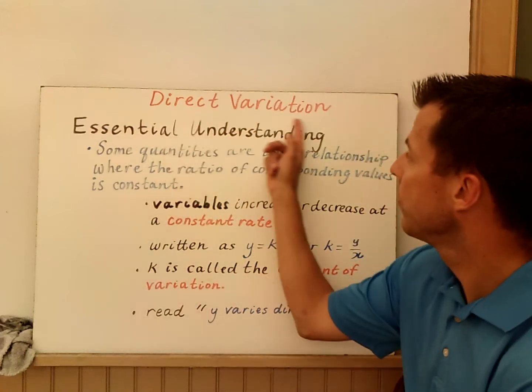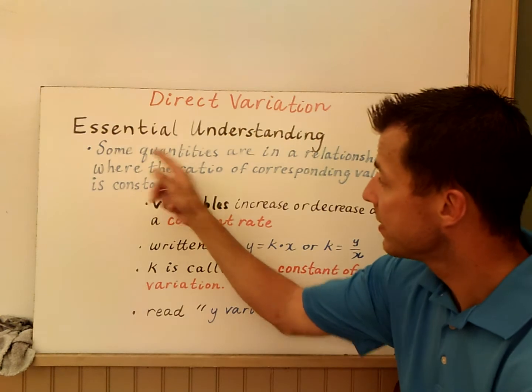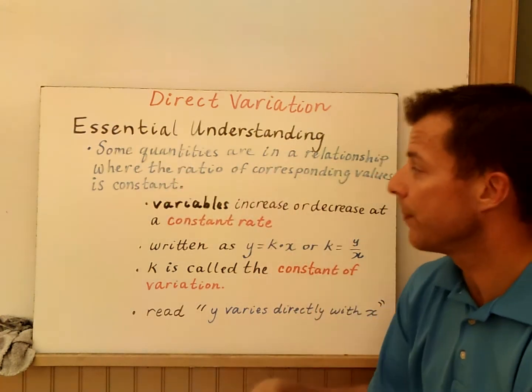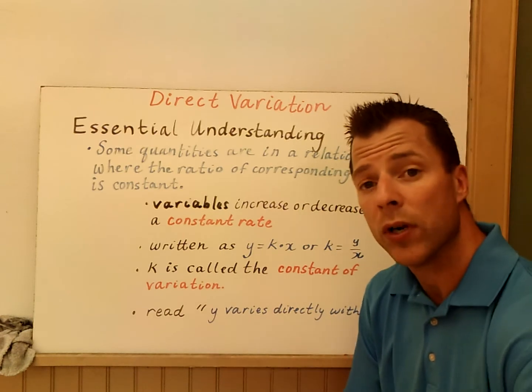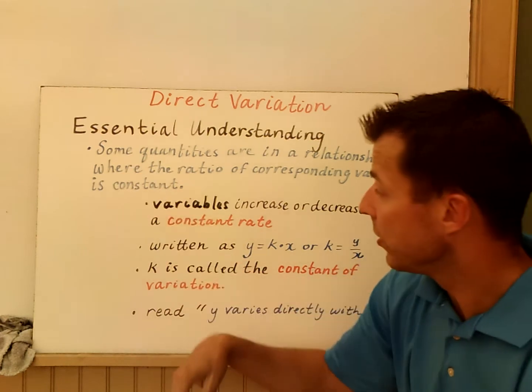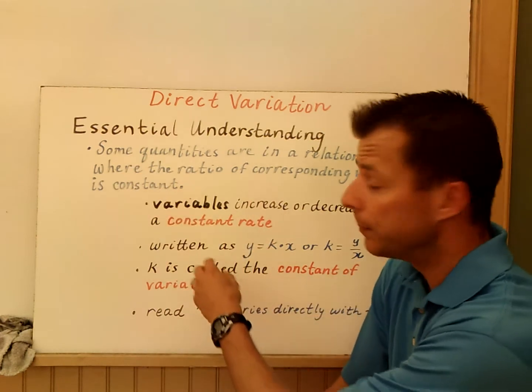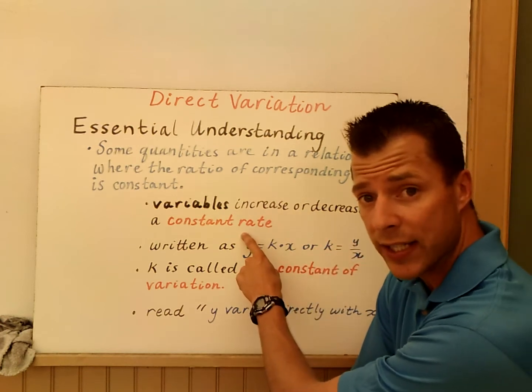All right, guys, welcome to direct variation. One of the big things you need to understand today is that some quantities are in a relationship where the ratio of corresponding values is constant. I mean, as one goes up a certain amount of units, the other quantity goes up a certain amount of units. And these are linear. Okay, the variables can increase or decrease at a constant rate together.